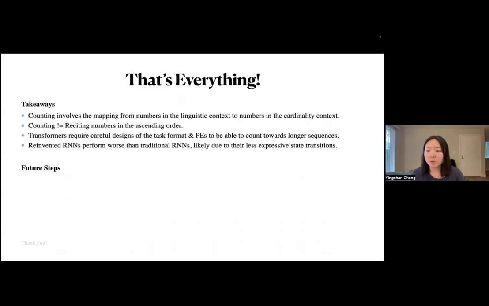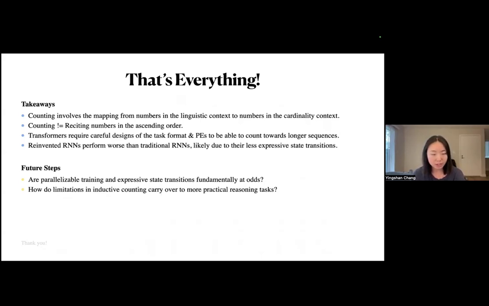Our work leaves open questions for future investigation. For example, are parallelizable training and expressive state transitions fundamentally at odds? How do limitations in inductive counting carry over to more practical reasoning tasks? And how can we mechanistically interpret why those generalizing models can achieve that?